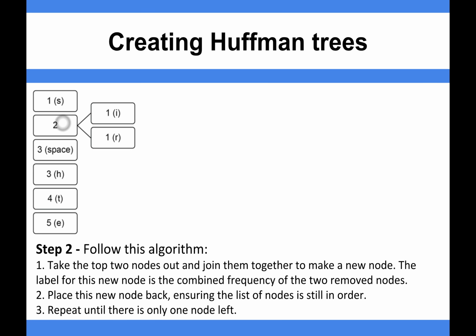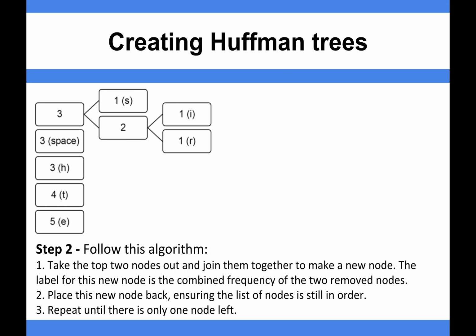We then have to put that in its position in the order. So obviously if that equaled 7, it will be down at the bottom. So we take the top 2 nodes out, create a new node and link them. The new node is the value of them added together, and we put it in its correct position. And then we do the exact same thing again. But obviously our top 2 nodes now are these 2. So we took those 2 out.